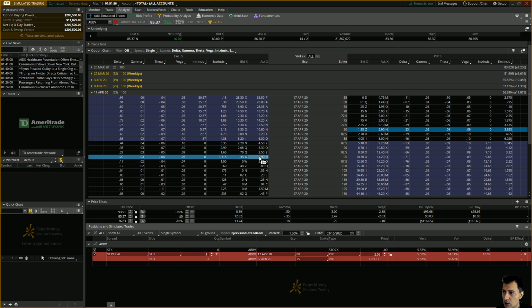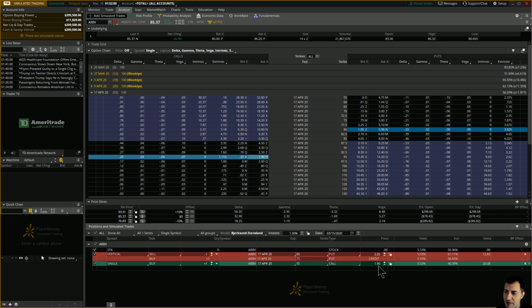Single call, which is the 95. Okay. So the 95 is going to cost me 190. The spread is going to pay me 205. So I can do this trade basically for free.